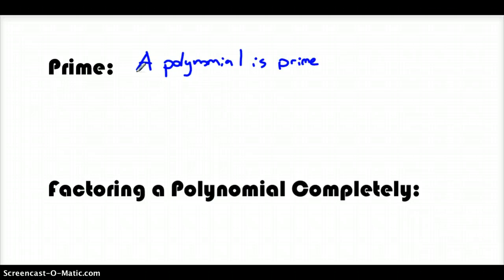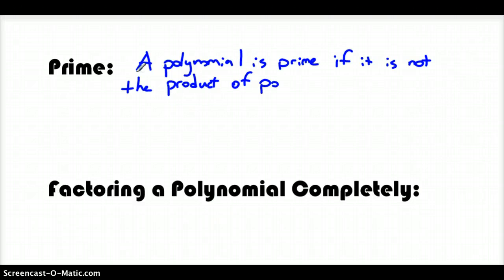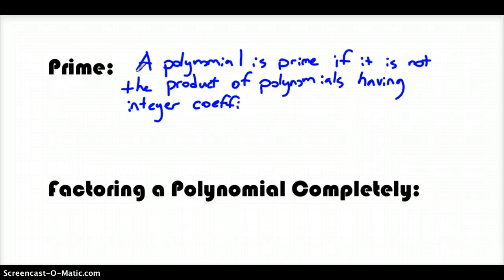if it is not the product of polynomials having integer coefficients. Okay, so I know this is kind of a confusing definition, right? So I'm going to explain it just a little bit more. Again, a polynomial is prime if it is not the product of polynomials having integer coefficients.